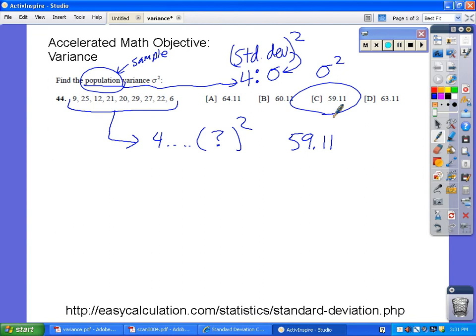Also, I want to show you that if you don't have the TI-30 multi-view at home, but you obviously have internet access because you're watching this, then go to this website. If you put that exact address in there, it has a statistics calculator that does the standard deviation and the variance. You just have to watch out for the population versus the sample.